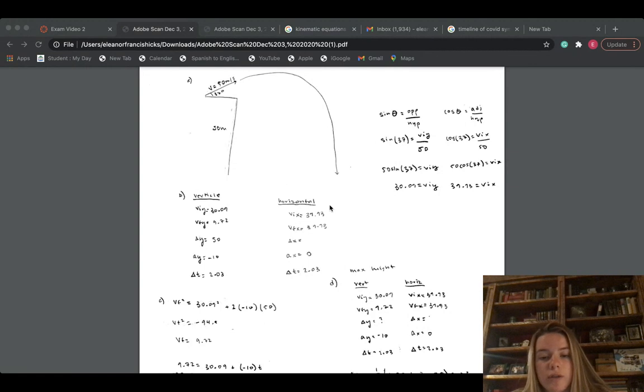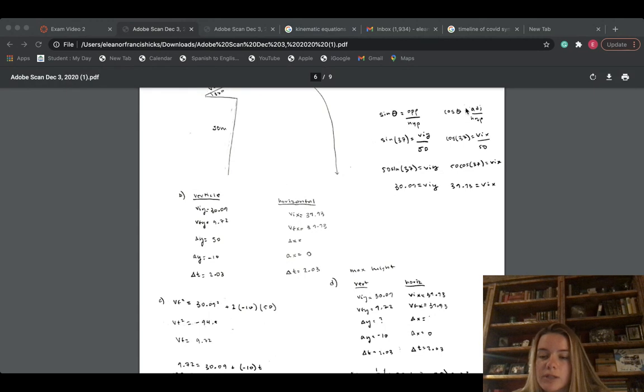Then for the horizontal variables, the initial horizontal velocity is 39.93, which I got by solving for cosine, which is the adjacent over the hypotenuse. I plugged in 37 and 50, and solving that on my calculator, I got 39.93. And then I put that for the final horizontal velocity as well because I know that the acceleration is 0. So I was able to put both of those in there.